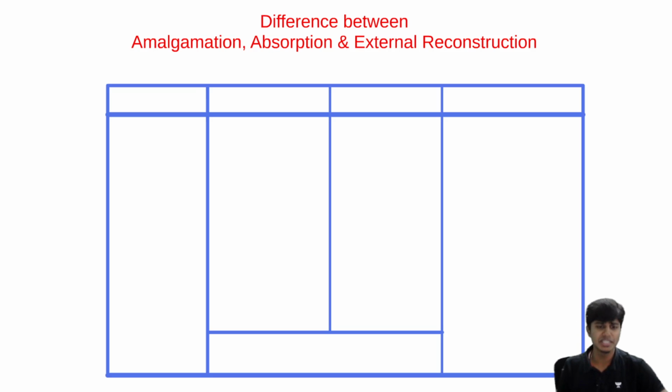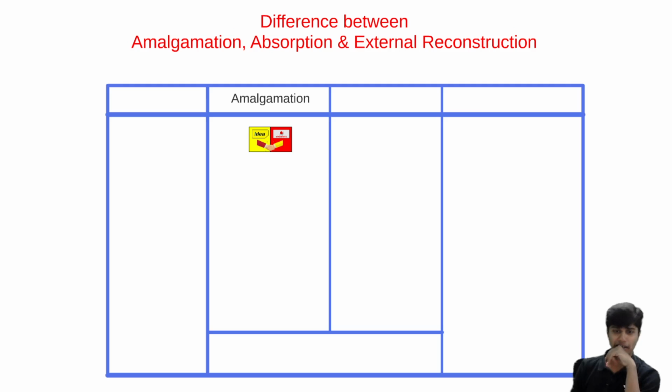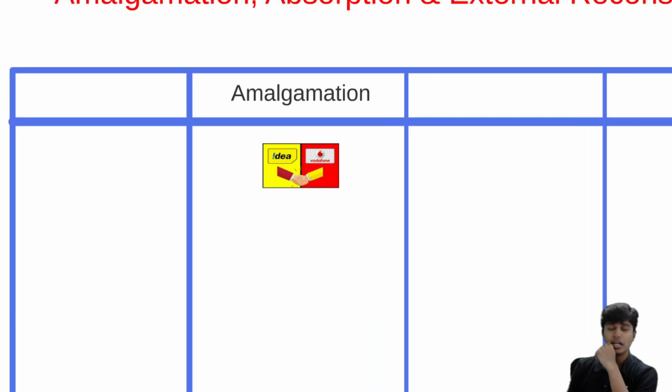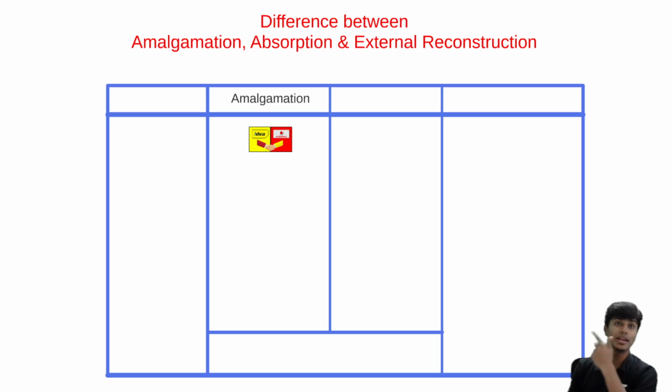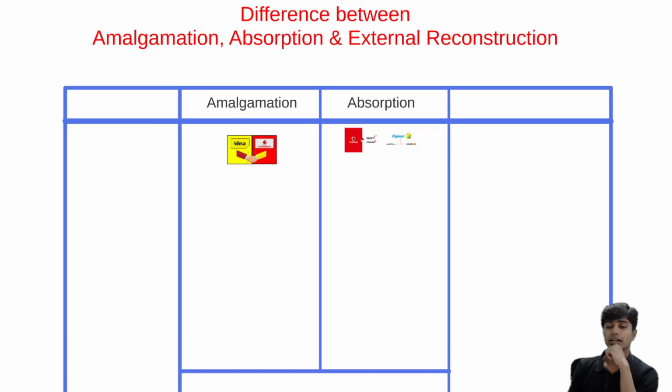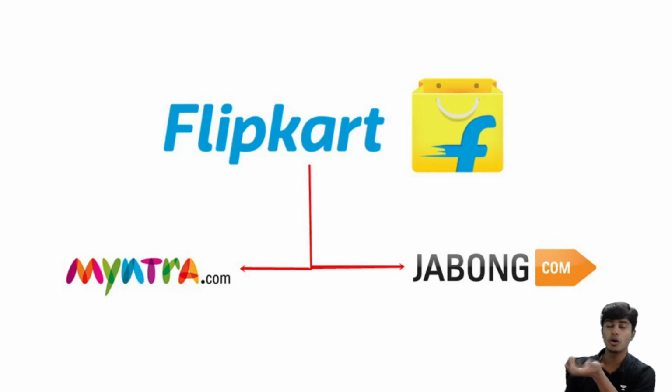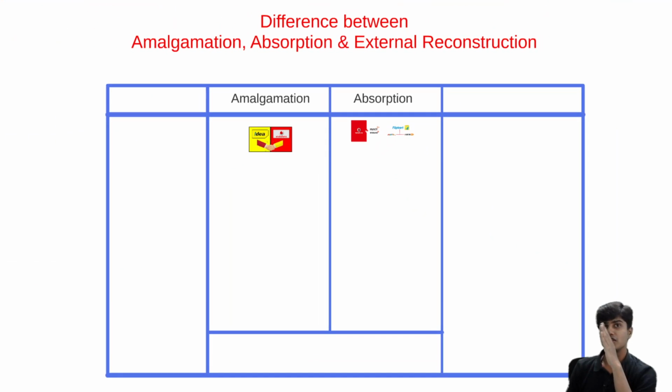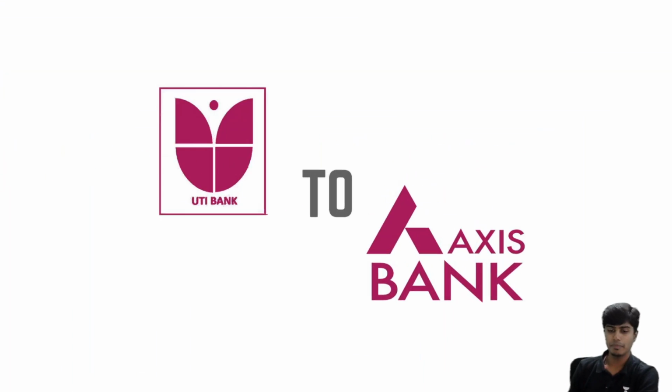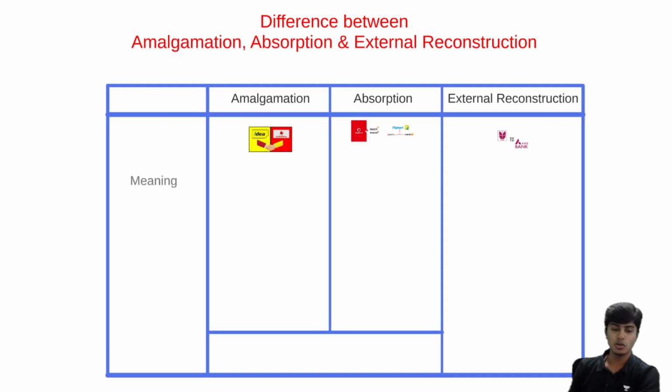After that, we discussed difference between amalgamation, absorption, and external reconstruction. Amalgamation is like Vodafone and Idea coming together, and absorption is Vodafone acquiring Hutchison, or Flipkart acquiring Myntra and Jabong, and external reconstruction is UTI Bank becoming Axis Bank. We discussed the meaning of all of this.